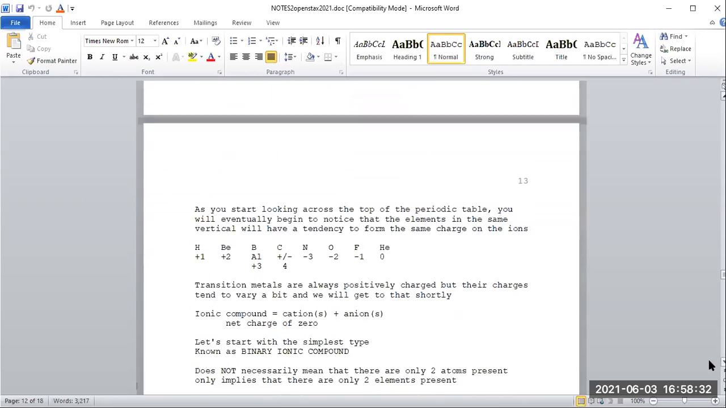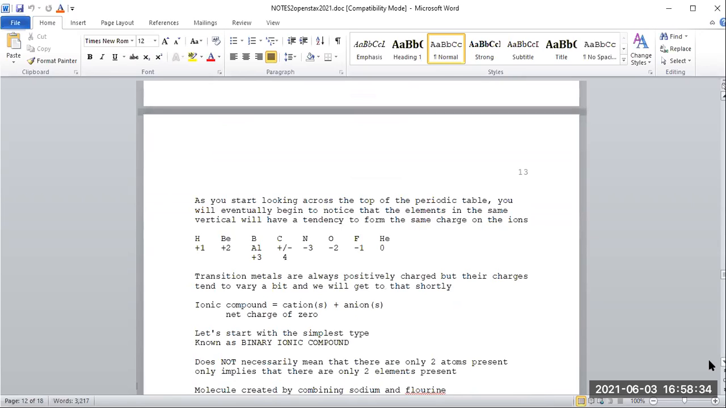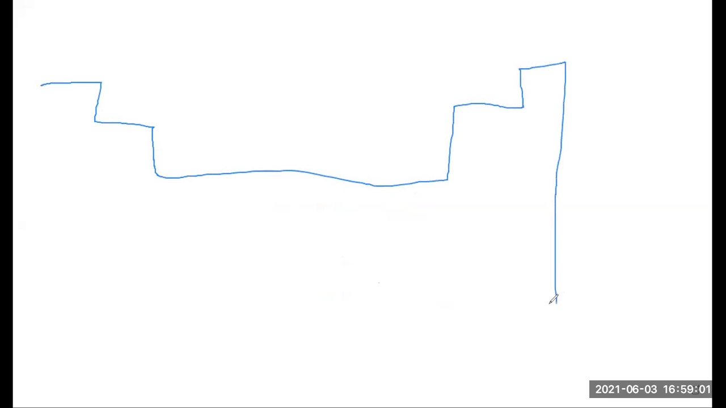If you look across the periodic table and you skip that chunk in the middle that has all the transition elements, there is a pattern to this. Back over to my whiteboard. All right, so remember this is your profile of your periodic table, and it kind of goes like this.